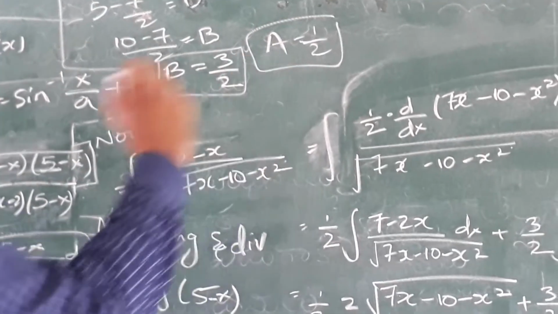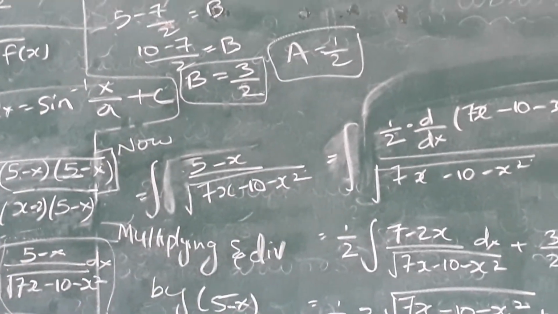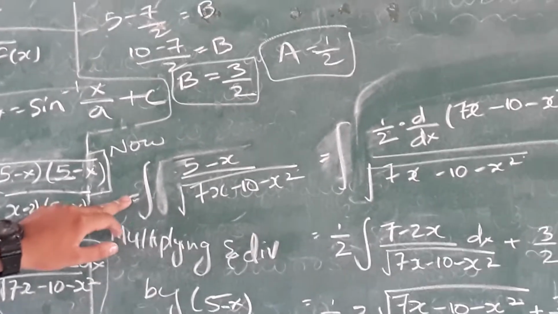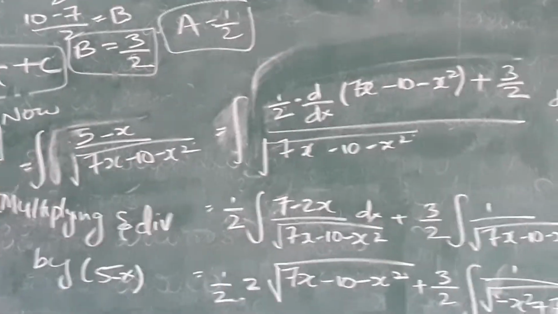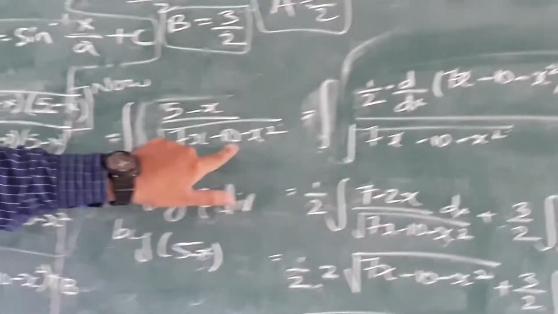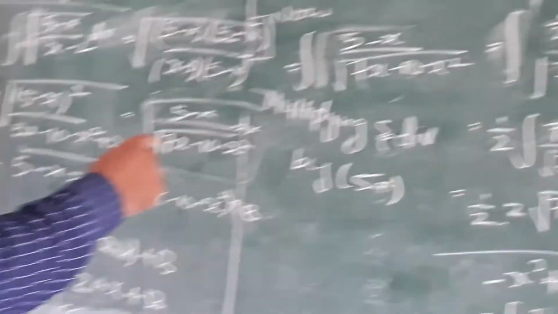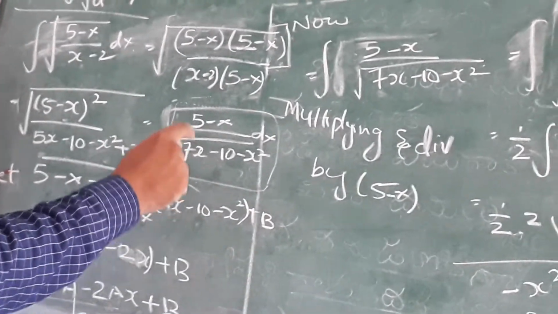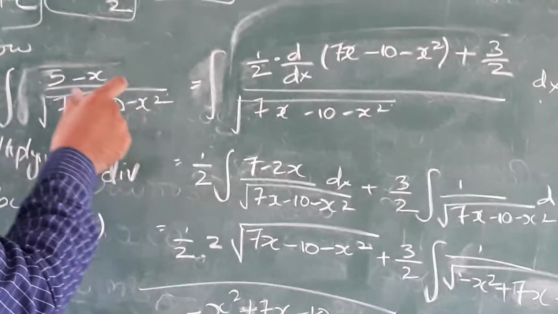Now using these two values we are going to solve. So the question is here 5 minus x under root of 7x minus 10 minus x square. As I said, this we are going to use because this and the question are the same. That is equal to the same in the numerator.